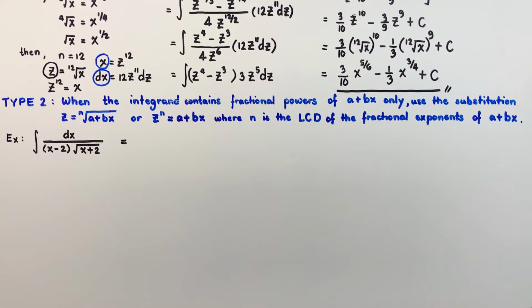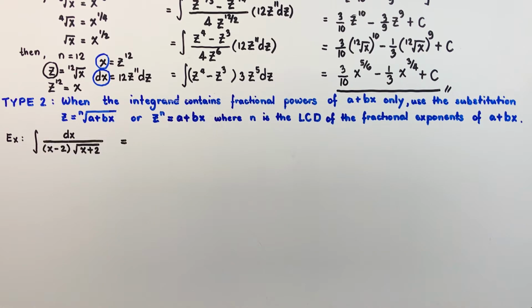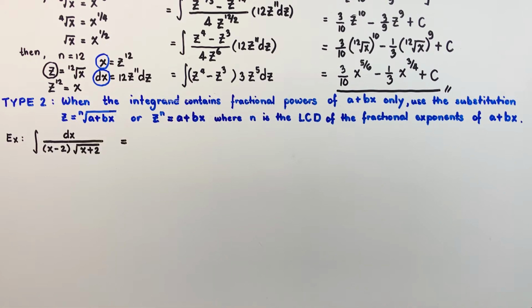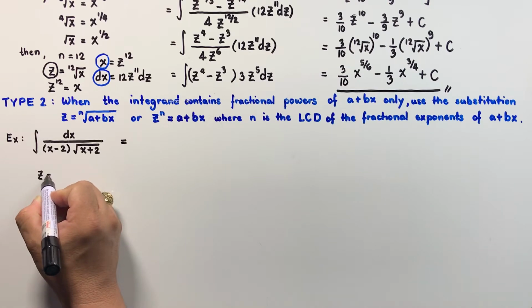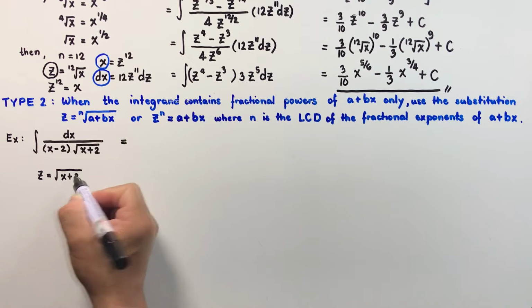So to illustrate this type, let us solve this example here. What is the integral of dx over x minus 2 quantity multiplied by the square root of x plus 2? So since we have an integrand having a fractional exponent for this binomial here, x plus 2, then we use the substitution z, which is equal to the square root of x plus 2.